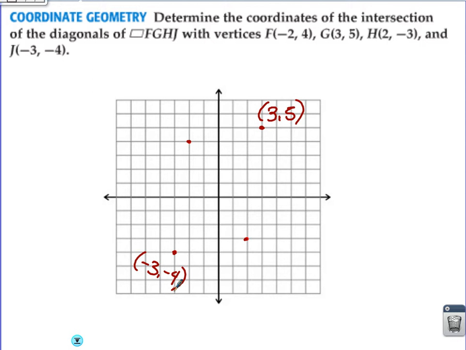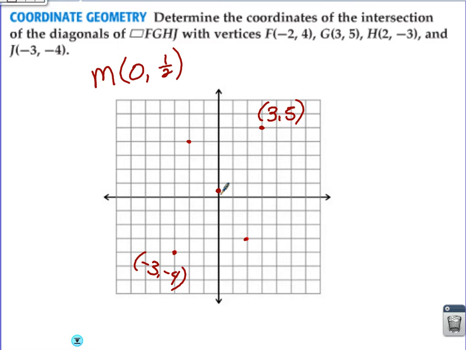Add your x's. I'm going to put a big M next to it. Add your x's, divide by 2. What do you get? Riley? 0. Add your y's, divide by 2, and you get? Careful. You got 1. Divide that by 2, you get a half. So the midpoint should be at (0, 1/2), which would be right there. Yep. It's nearly the origin.